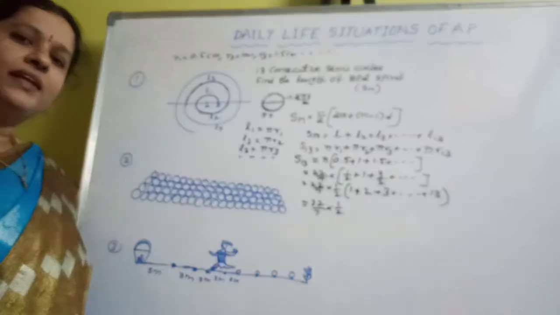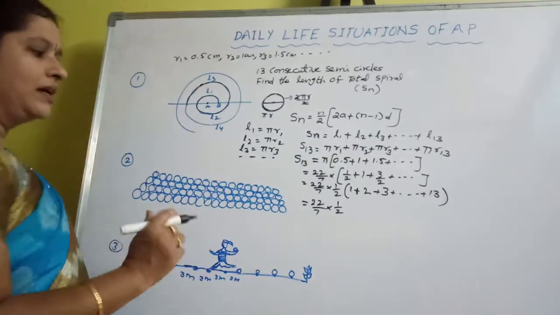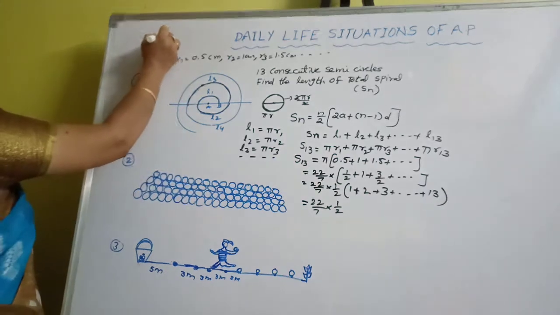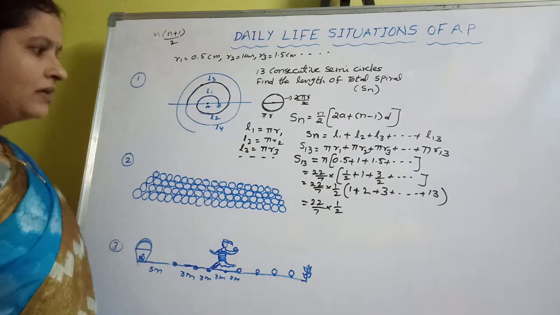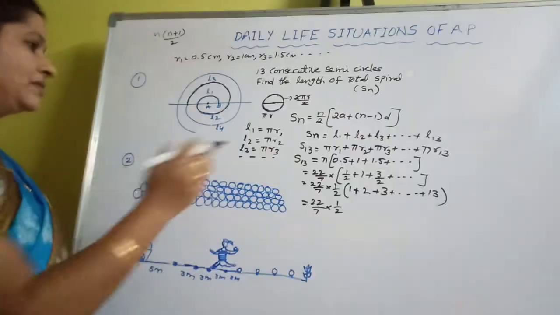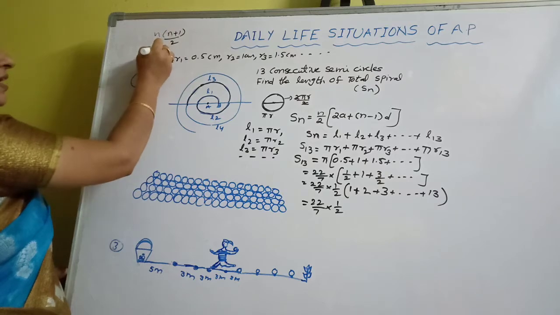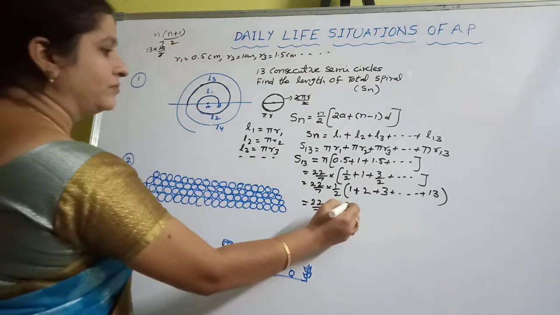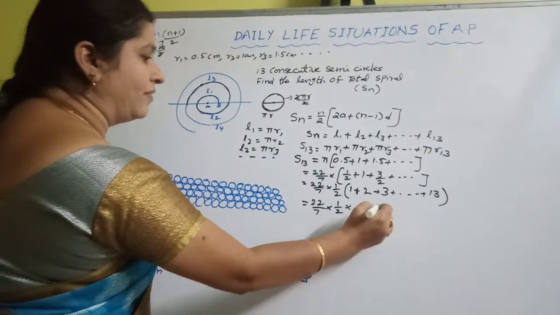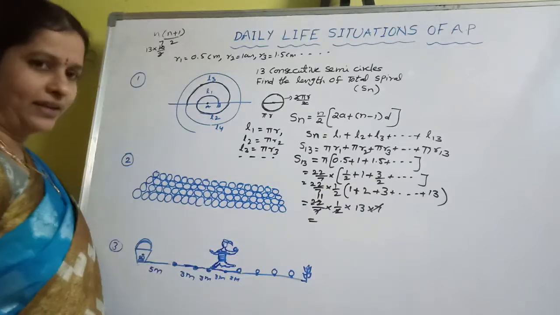Sum of the first 13 natural numbers. What is the formula for the sum of n natural numbers? It is nothing but n into n plus 1 by 2. That is the formula for the sum of the first n natural numbers. So here we take n value 13: 13 into 13 plus 1, that is 14, by 2. So 13 into 7. The 7 gets cancelled, 2 elevens, so 11 into 13.